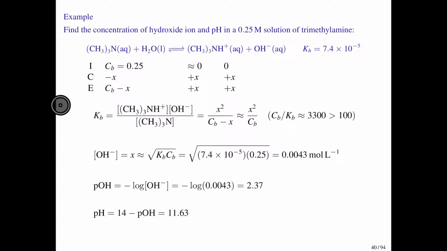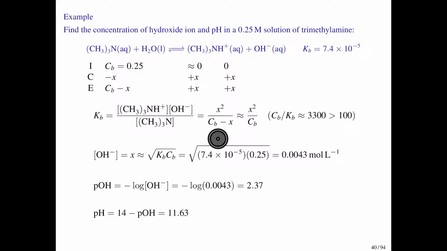We set up the ICE table using the initial concentration of the base. Here's the change in the concentrations and the equilibrium concentrations. We set up the Kb expression. Kb equals the product of the concentrations divided by the concentration of the base at equilibrium. And so that'll be x times x over Cb minus x.